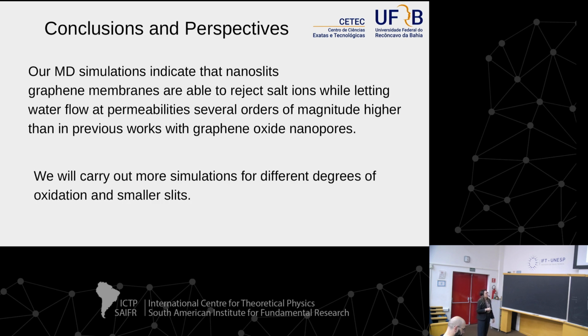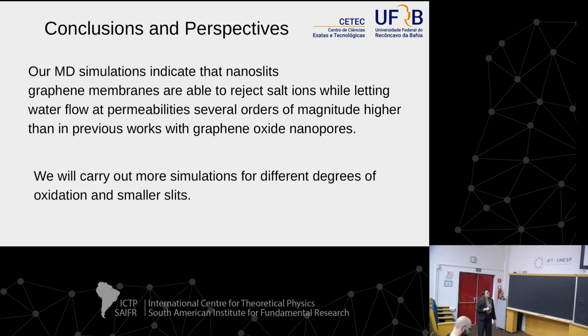The conclusion of this work is this. Our molecular simulations indicate that nanoslit graphene membranes are able to reject salt ions while letting water flow at permeability several orders of magnitude higher than in previous work with graphene oxide nanopores.